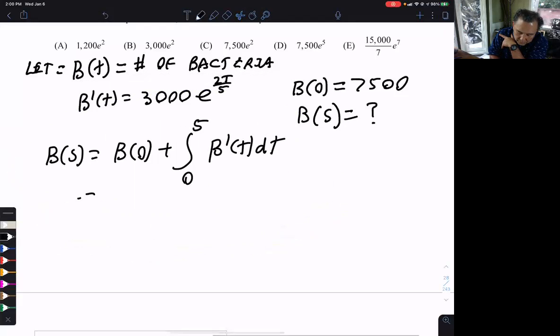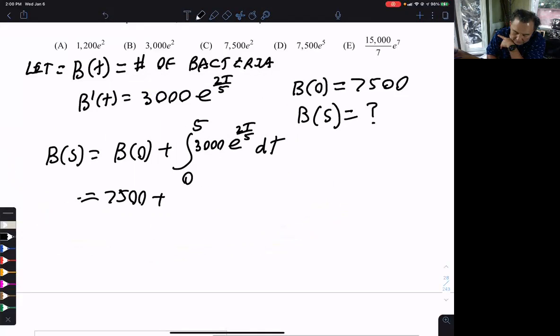All right, B of 0, I already know is 7,500. They told me B prime is 3,000 e to the 2t over 5. So I'm going to factor out that 3,000. And then that is not t. I wish it were t, because if it were t, it would be easy. I'd be done. I am my own grandpa. But since it's not, I have to do a u sub.